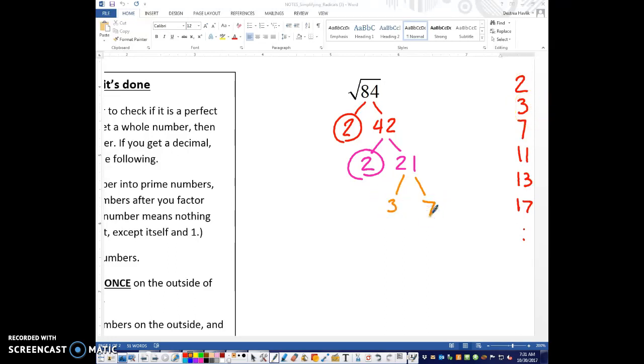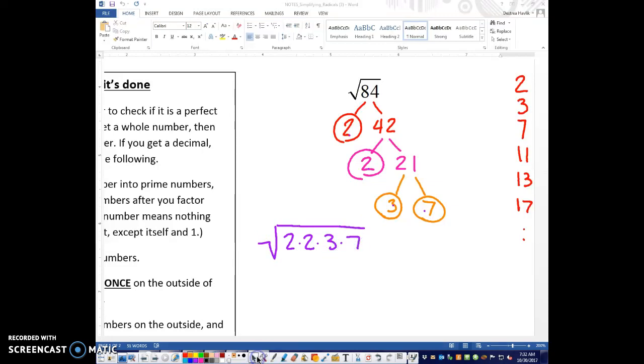Now we circle our prime numbers. 3 is a prime number, and so is 7. So those are your two prime numbers. Now that everything's circled, we're done here. So we're going to draw the square root sign, but instead of putting 84 inside, we're going to put 2 times 2 times 3 times 7. Okay? 2 times 2 times 3 times 7.